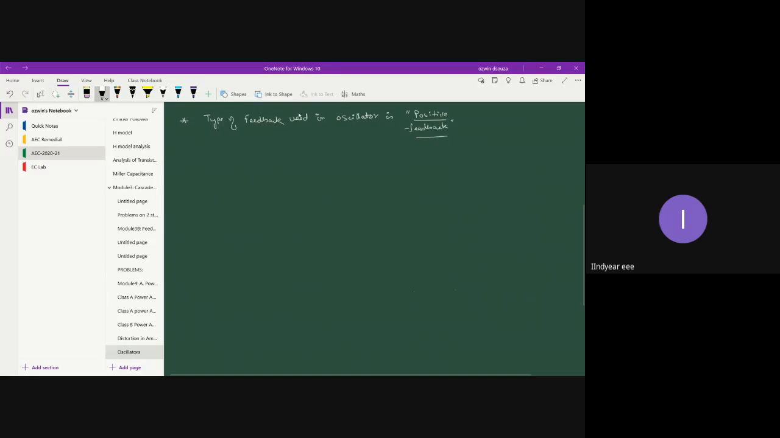Correct. Now, negative feedback is a feedback in which the feedback signal and the input signal are out of phase. So in case of negative feedback, the feedback signal and the input signal are out of phase. On the other hand, in case of positive feedback, the vice versa condition holds good. So in case of positive feedback, feedback signal and input signal are in phase.